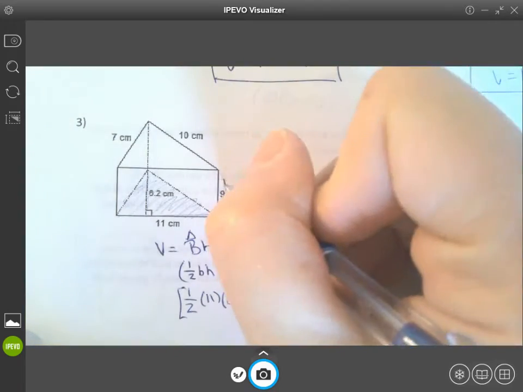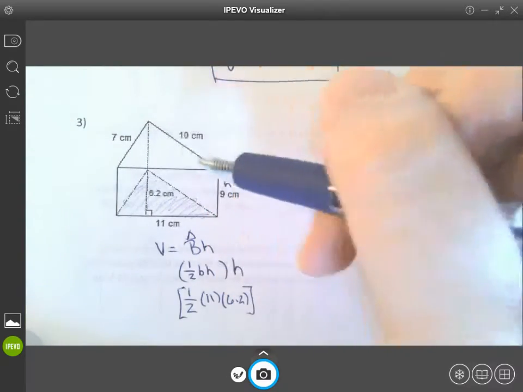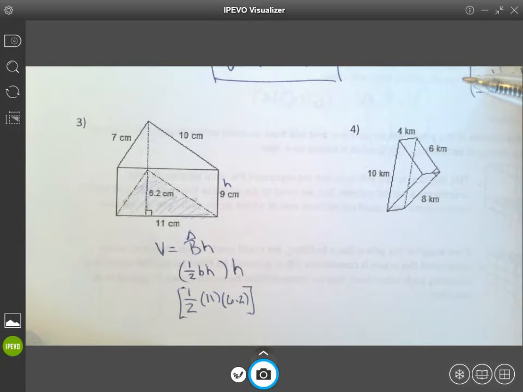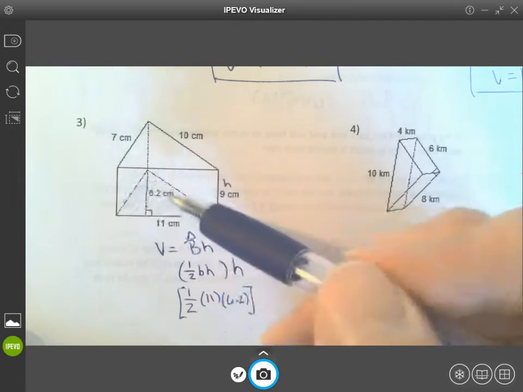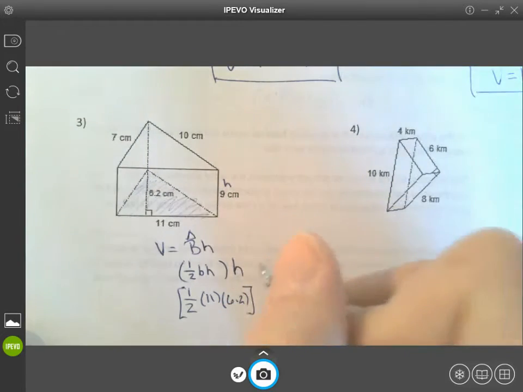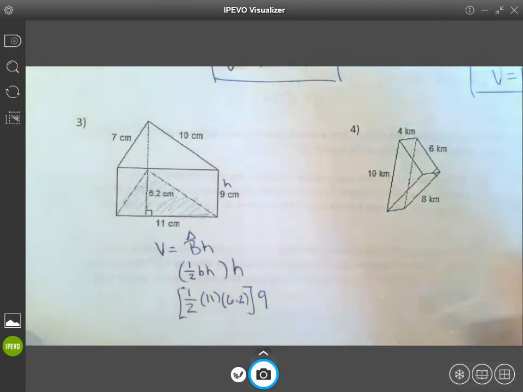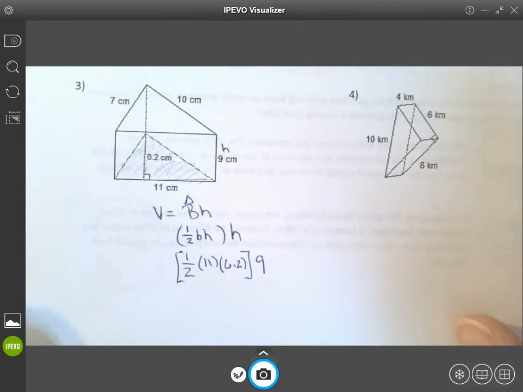9. That's your height. Did I need the 7 or the 10? No, and honestly, I couldn't use the 7 or the 10 because it doesn't help me with the triangle that I need. So times 9. So you have some extra information sometimes.